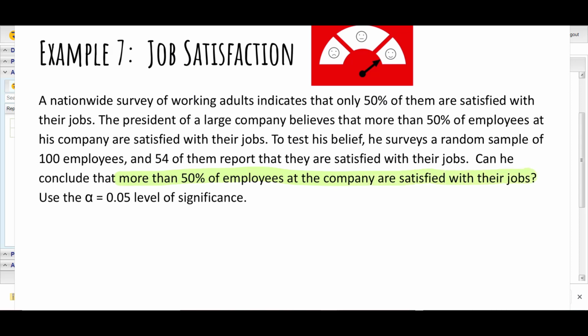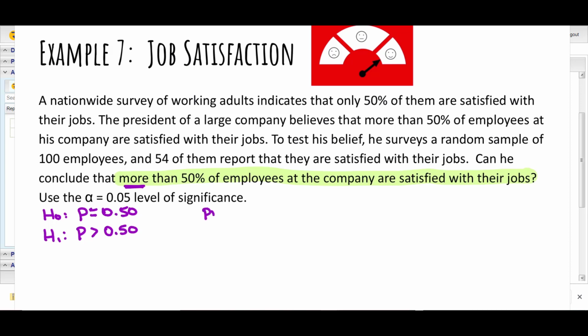Use the alpha equals 0.05 level of significance. That's the claim. So this time, notice we're not testing a mean. They're talking about percentages, so we're testing a proportion. So we're going to use a capital P rather than mu. He's saying that it's more than 50%, so instead of writing 50%, I'm going to write 0.50 as a decimal. So my null is that the proportion is equal to 0.50, and H1, the proportion is greater than 0.50.